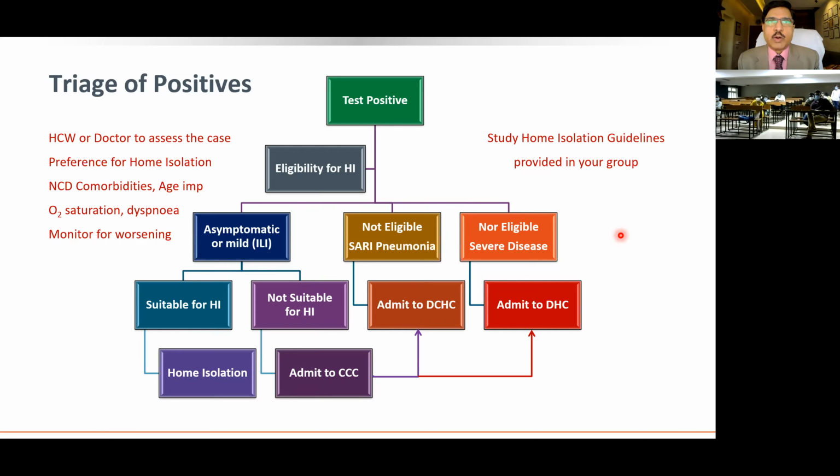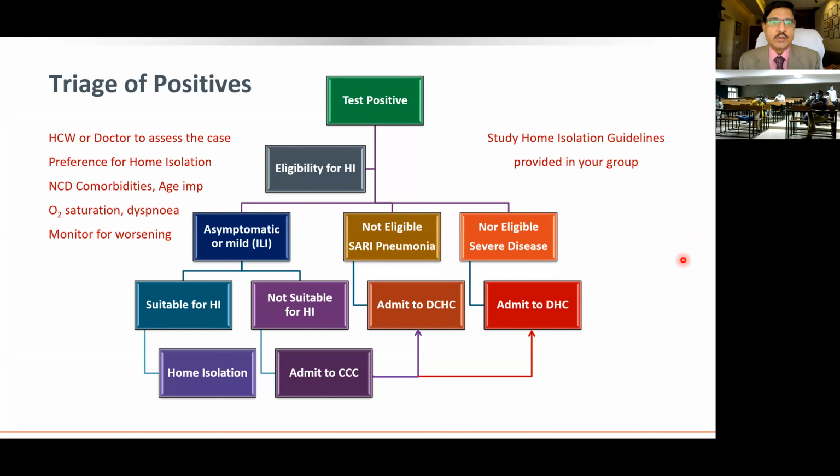Non-communicable diseases, comorbidities. Means somebody is hypertensive, somebody is a liver disease patient, somebody is a cancer patient, somebody has HIV, somebody is a diabetic patient. Anyone who has known comorbidities, or somebody who is above 65, even if one or two of these conditions are satisfied and they don't have severe symptoms, they have to be admitted. There is no possibility of home isolation for these people.